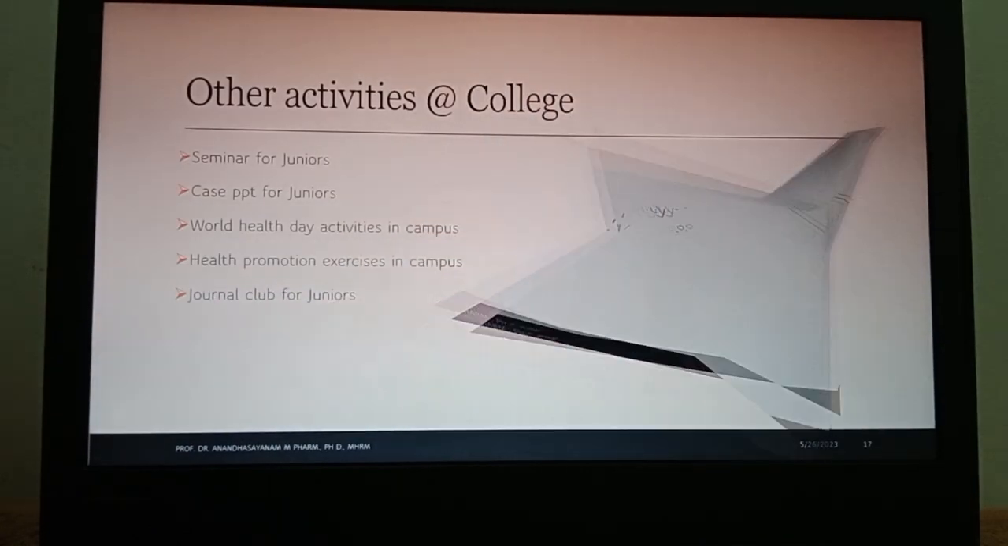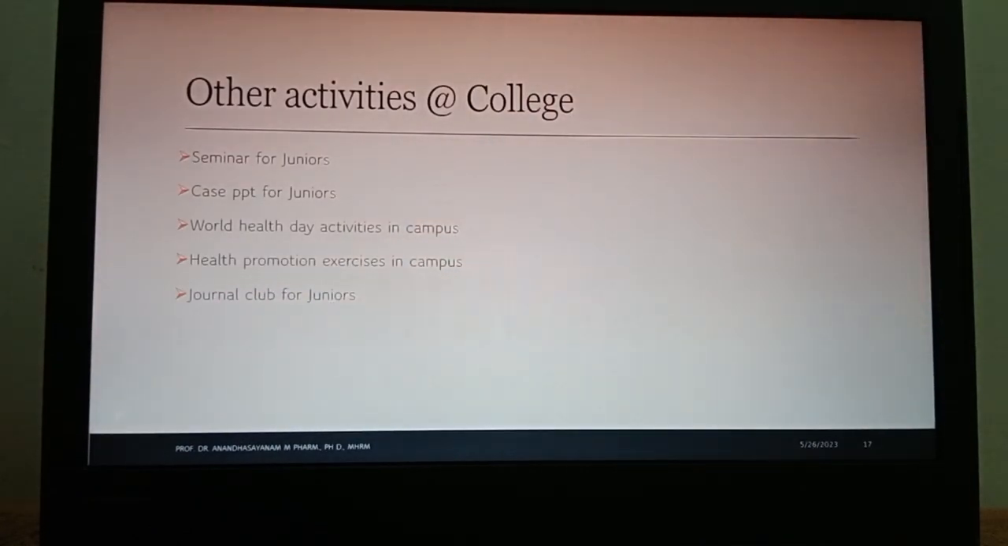Any day out for a de-addiction walk, a de-addiction clinic conducted, any health screening or promotional activity, alcohol de-addiction related activities, the videos and photos can be shared here in the presentation. And the other activities at the college, seminars for juniors. When you move on to the fourth, fifth, and sixth years, you can take some small topics for the second years, third years, and you can share your experiences on taking SOAPs. How were you? What did you do? What were the mistakes that you did, and then how to correct those things? The case presentation of yours to the juniors can be done.